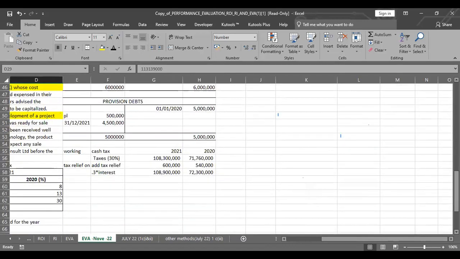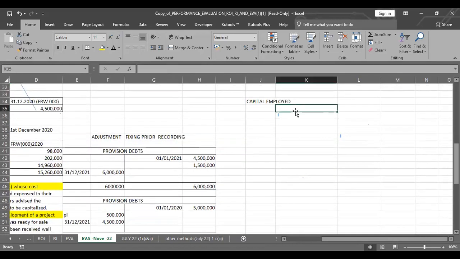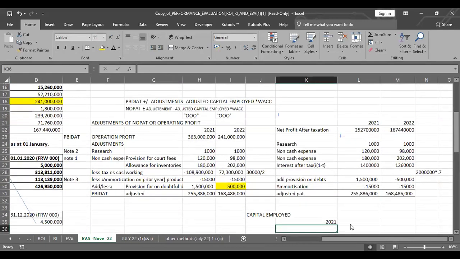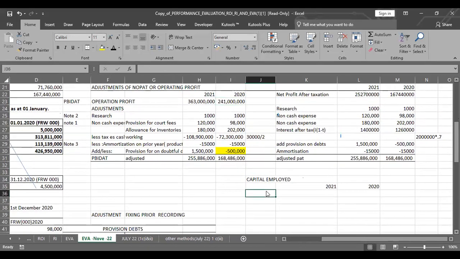Now, if that's the capital employed, we can easily bring it here. We have, as it is from 2021. I think we can follow the pattern here. 2021 and 2020. Was it 2022 or where did I get this? This I think should be 2020. Yeah, 2020.